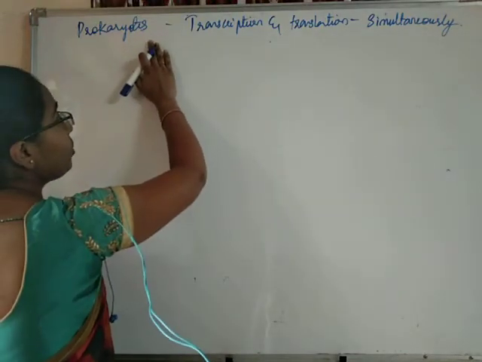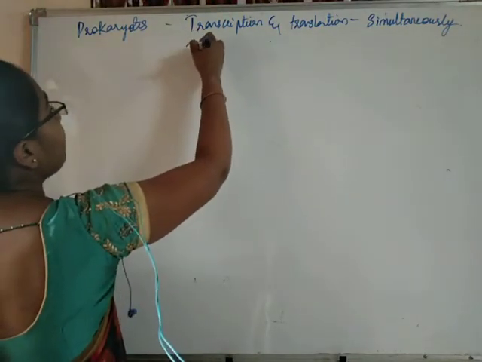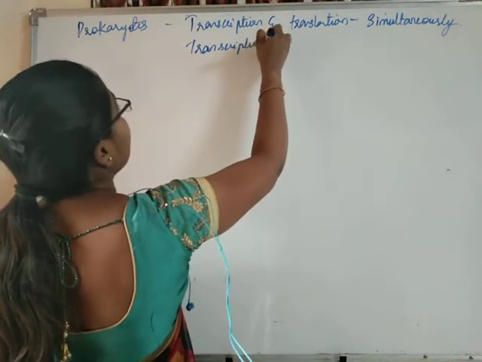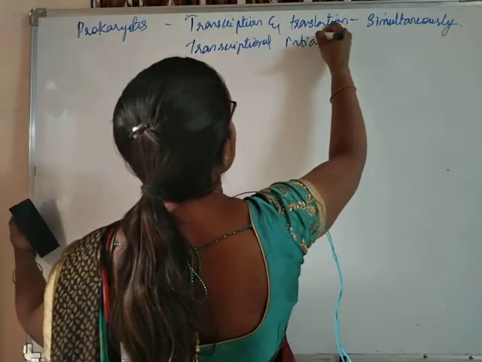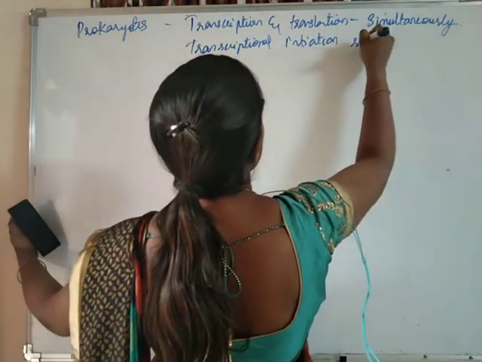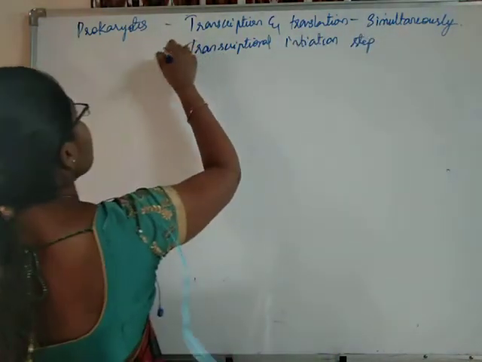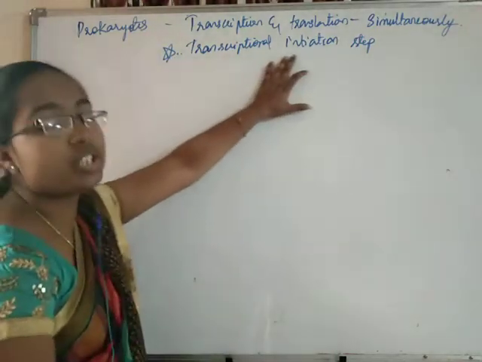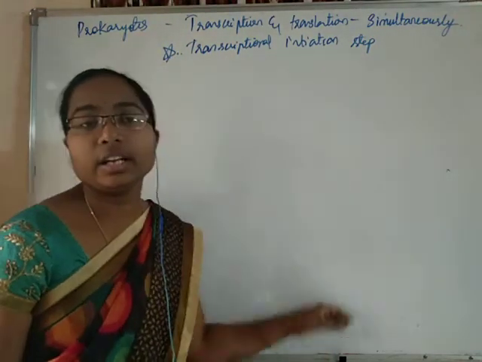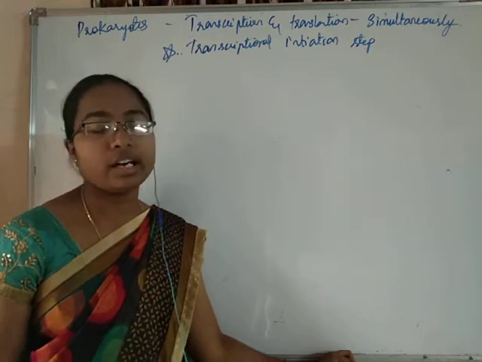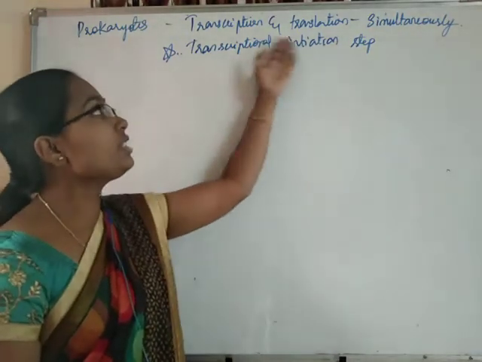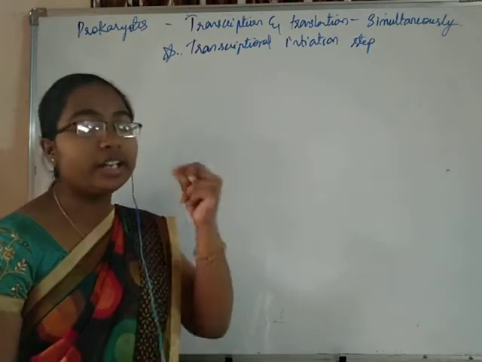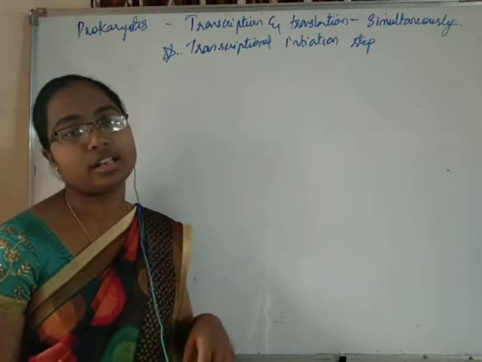So in the case of prokaryotes, the transcriptional initiation step is the main step where gene regulation can be controlled. Transcription initiation is the step where regulation of gene expression has to be done, because after that translation will definitely occur simultaneously with the formation of mRNA. So regulation has to occur here, at the initiation of transcription.